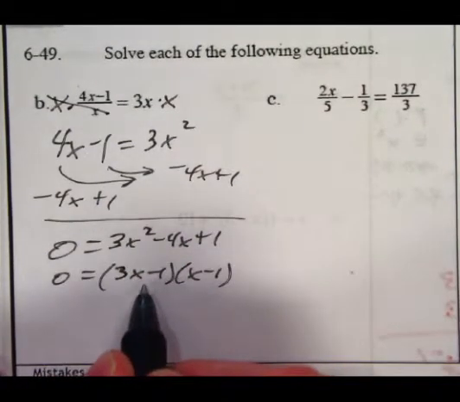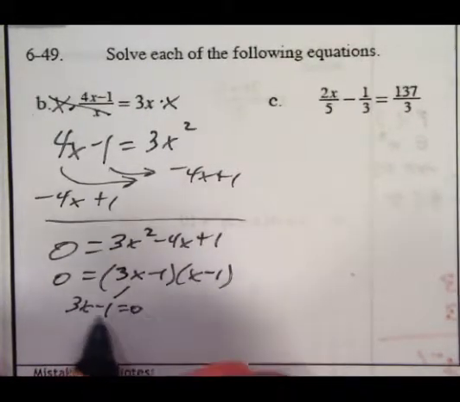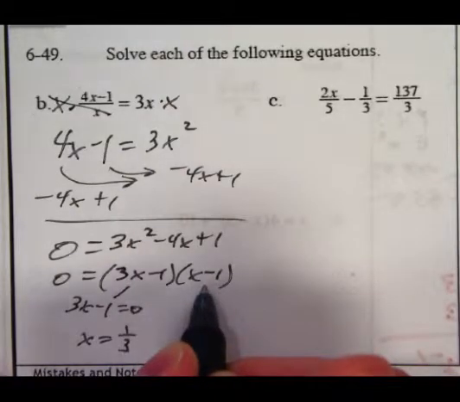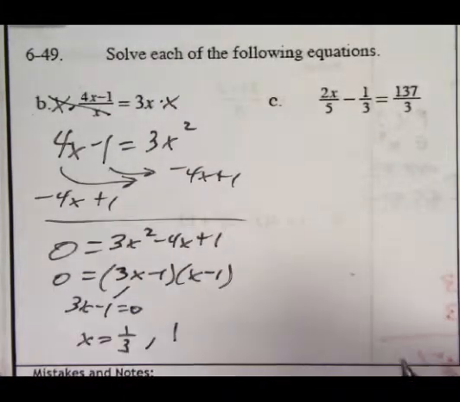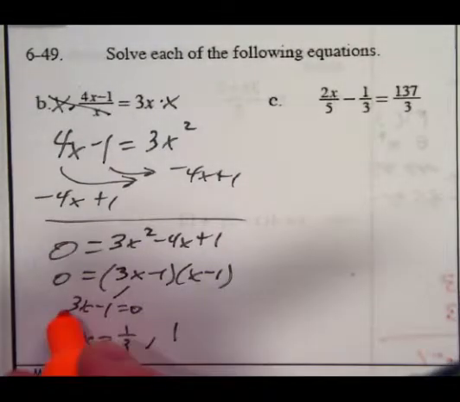Therefore, when this equation equals 0, 3x minus 1, when does it equal 0? When I add 1 and divide by 3, x equals 1/3. When does this equal 0? When x equals 1. The two solutions are x equals 1/3 and 1 for that first equation.